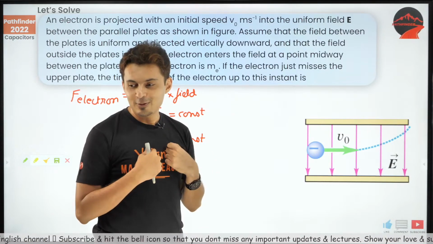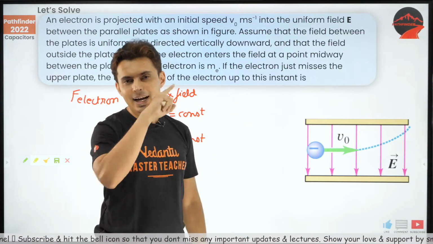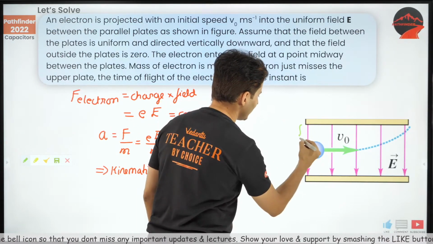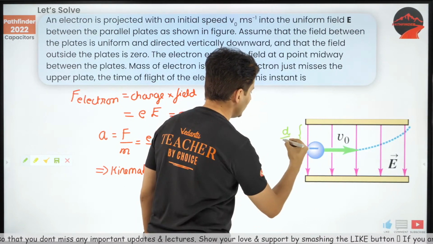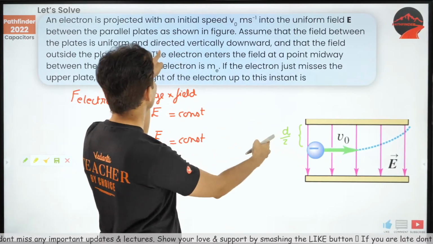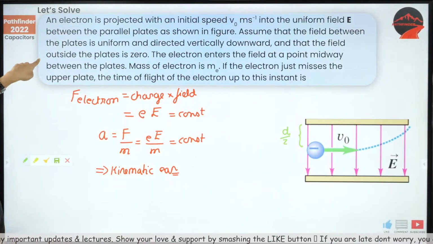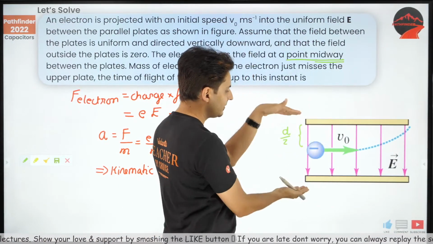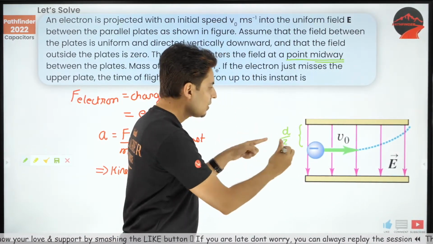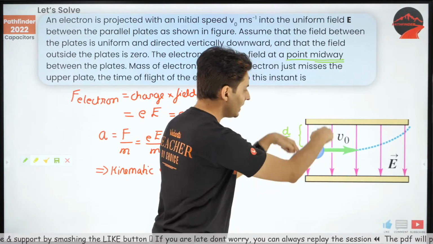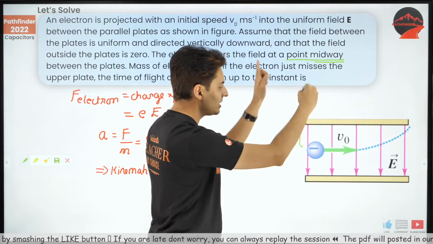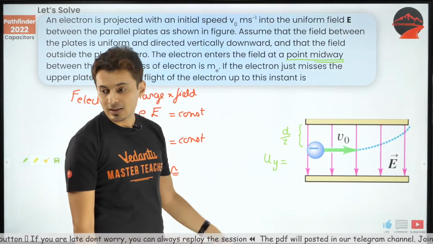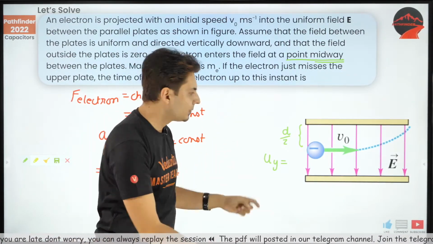So guys, I feel you are going to apply it in the y direction. That will be beneficial. Why? I'll tell you. This distance is d by 2. This is midway. It's clearly mentioned. The electron is at a point midway. That means this is d by 2. What do you think is the velocity in this direction, y direction, initially? What do you think uy is equal to? Velocity in the y direction, it's 0.